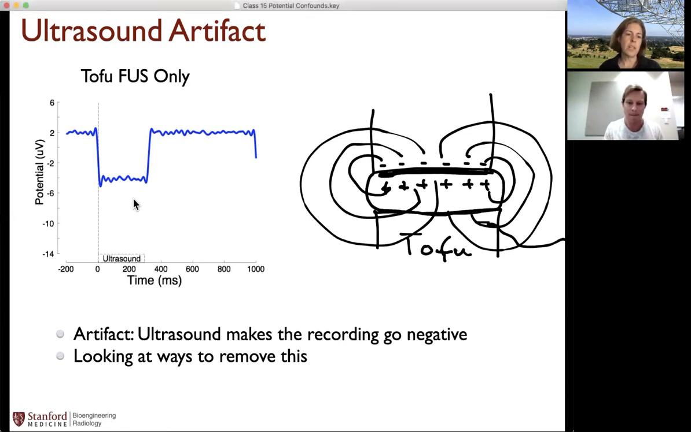Right. So in this case, this is clearly not physiologic since it was in the tofu. So you could say, well, if this is always going to be in the data, then I just have to extract something of this form from the data. It might be scaled differently, but it's always going to be of that form.